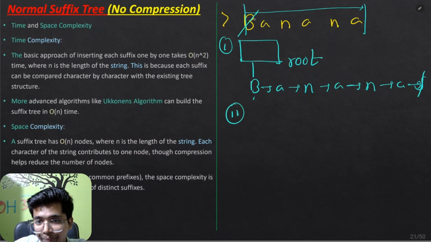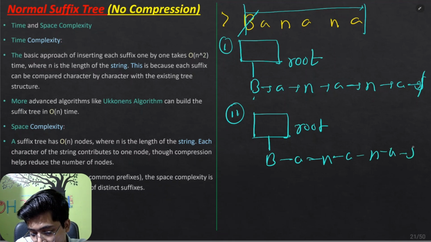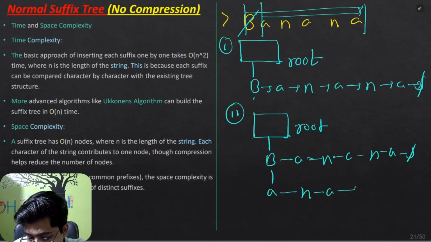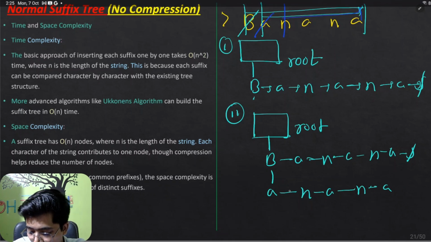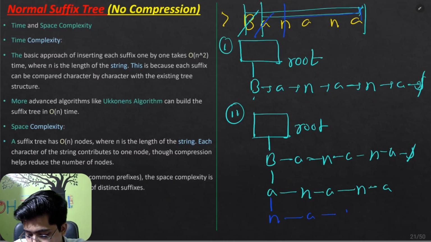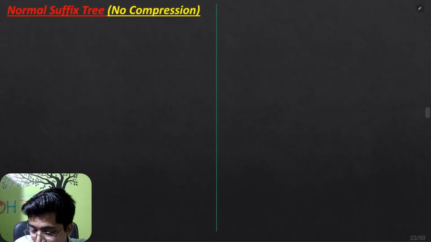In the second step, when the insertion of banana is done, again from the root we insert, now from here, this section, A-N-A-N-A dollar. So we actually insert the entire node. Now after A is done, we will start from here and go up to the end. So we will insert N-A-N-A.